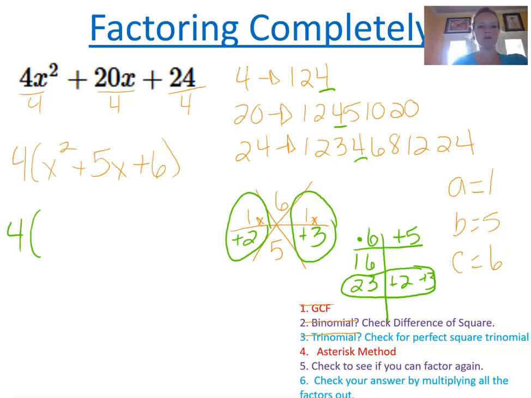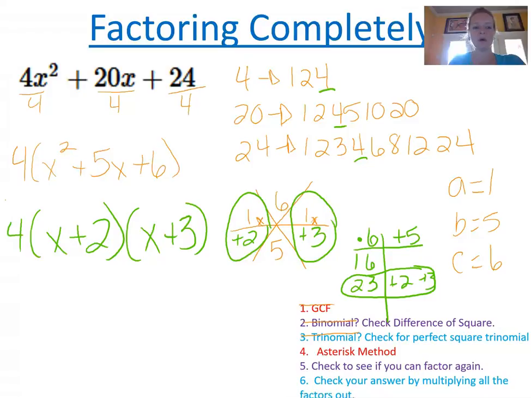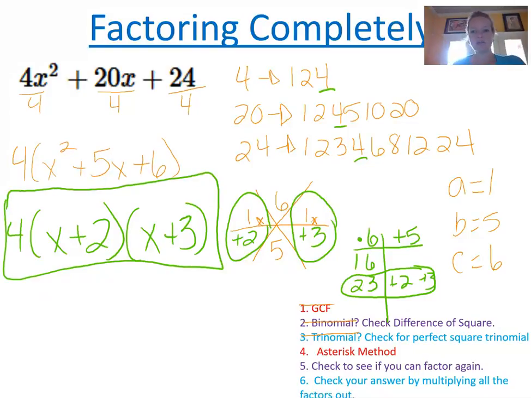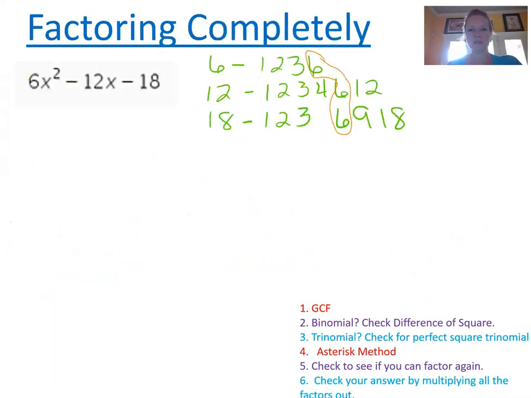Don't forget your greatest common factor on the outside of your parentheses. And then we have x plus 2. And we have x plus 3. We do not have to write the 1 in front of the x. It is assumed. That is now factored completely. Let's go to the next one.